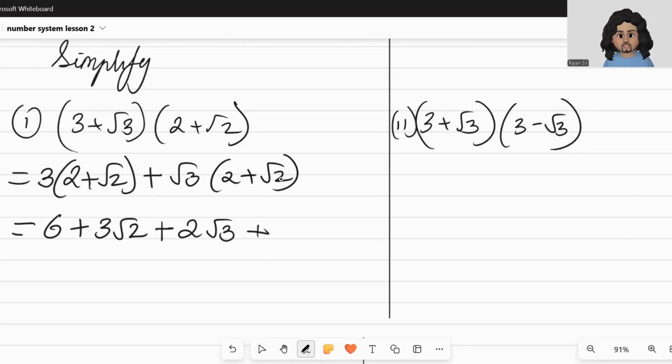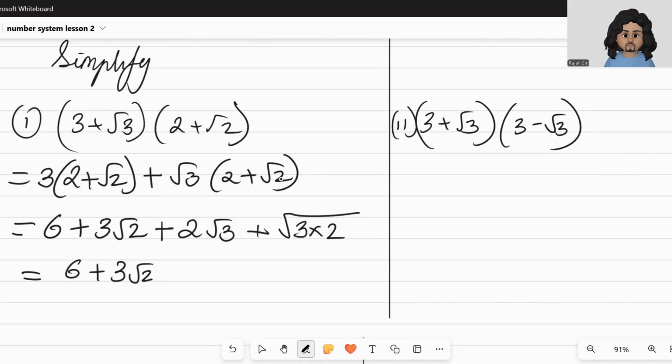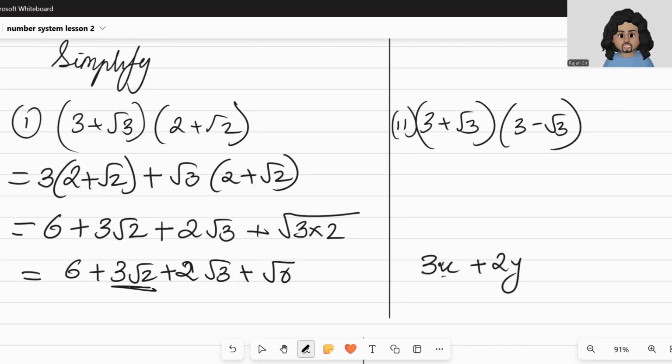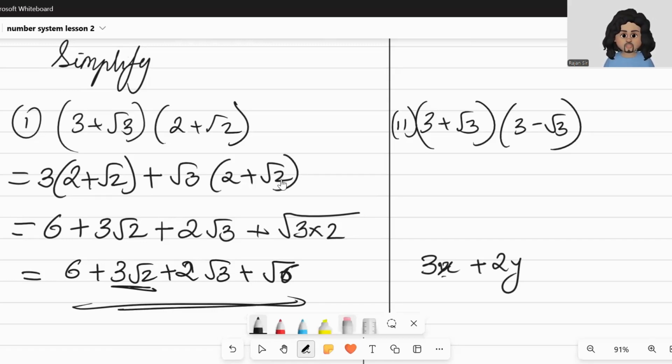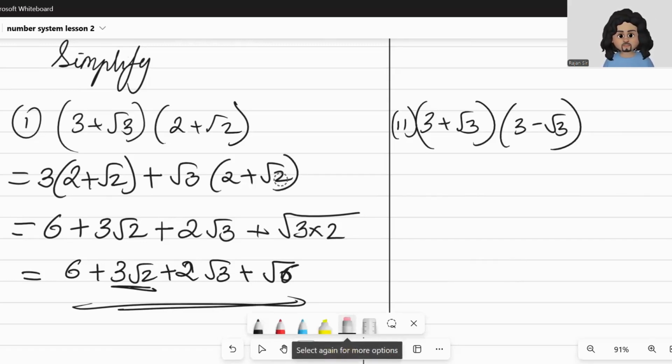Again, same logic. Now we have root 3 into root 2. Now in this case, their order is same. The order is, they are square roots, so their order is 2. So you multiply root 3 into root 2, that will be square root of 3 into 2. So the answer is 6 plus 3 root 2 plus 2 root 3 plus root 6. Now understand, there is nothing common over here. This is root 2 and this is root 3. This is like 3x plus 2y. Now x and y are not exactly the same, so we cannot add them any more. So you can leave the answer like this. Okay, so this is your answer. I hope you understood. Let's go to the next one.